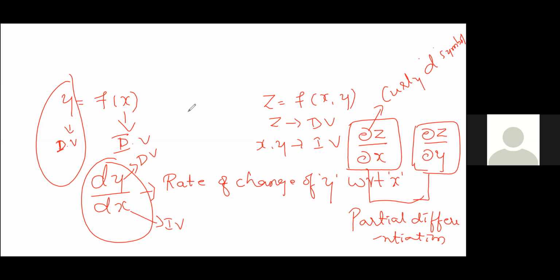Yes, sir. If the function depends on one variable, then you find the ordinary derivative. In case the function depends on more than one variable, then you have to apply partial differentiation. The rule is, whenever you find the partial derivative of z with respect to x, you treat the other variable y as constant. And whenever you find the partial derivative of z with respect to y, you treat the other variable x as constant. Let me consider one problem.